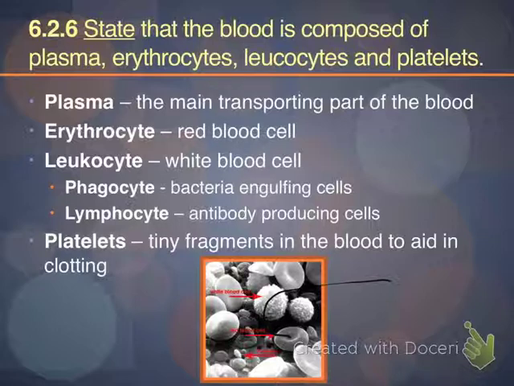And lastly, we've got platelets. Platelets are tiny fragments in the blood that aid in clotting. Specifically, they're usually fragments of bone marrow cells. They do not contain a nucleus, and they will act as a growth factor in wound healing. So they're going to stimulate cell growth and healing whenever there's a wound.